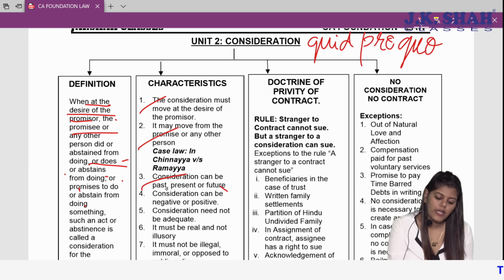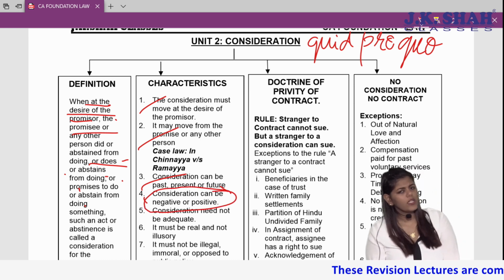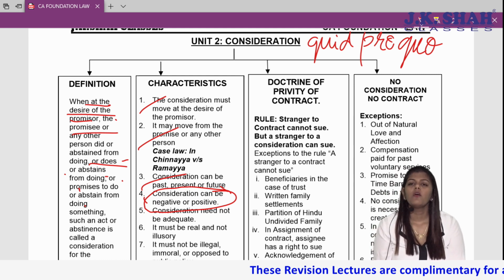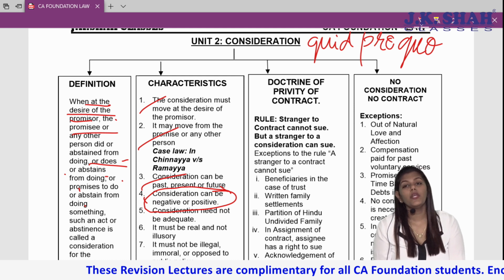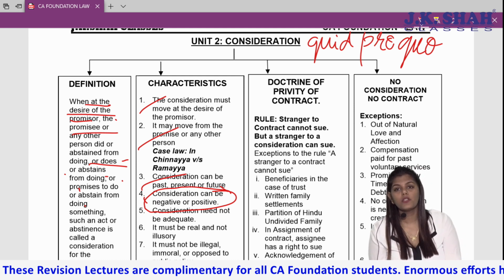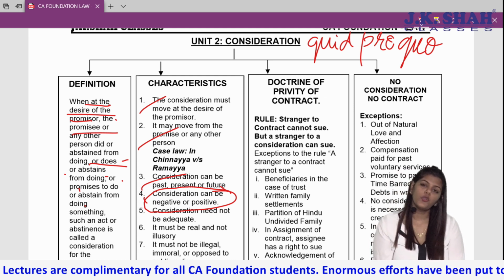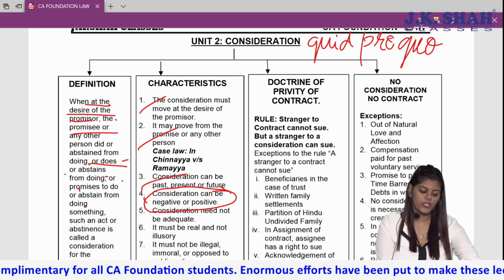Fourth one, it can be negative or positive. On this point, students are like, ma'am, how can consideration be negative? What did you say? Did or abstained from doing something. Doing something is consideration, not doing something is also consideration, no? So, not doing something is negative consideration.